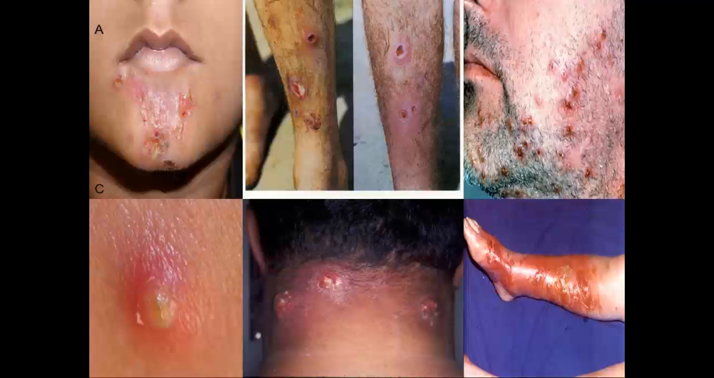So here are some pictures of some staph infections, starting with impetigo, ecthyma, sycosis barbae, which is folliculitis at the beard side, furuncles, carbuncles, and cellulitis.